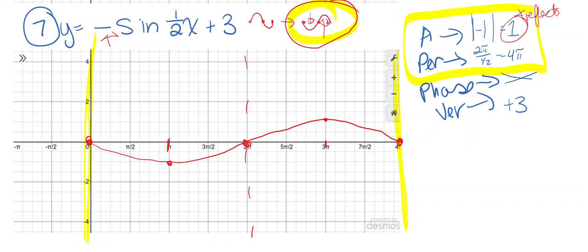And we do that check. Did we reflect? Amplitude of 1. There's 1, 1. It's reflected. Period of 4 pi. Now what we didn't do though is we didn't shift these points up 3. So that's the second part that I'm going to do. What I'm going to do is I'm going to just slide each point up 3 units.